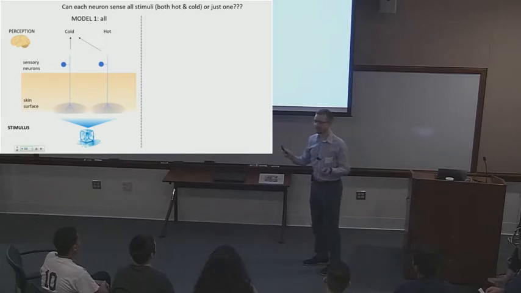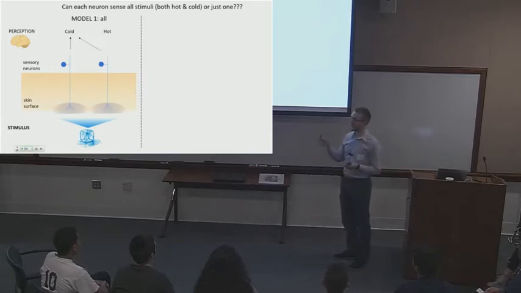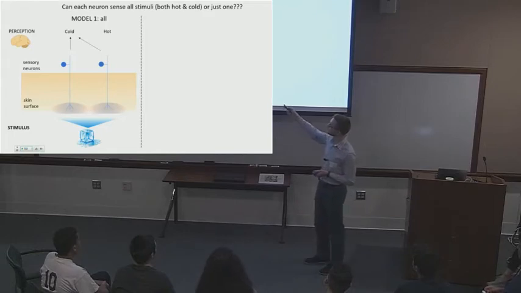Let me explain this in a little greater detail. There are actually two possibilities for how this can work. And in science, we call these models, alternative models for how things can happen. There are two possibilities. So let's look at the first model first.